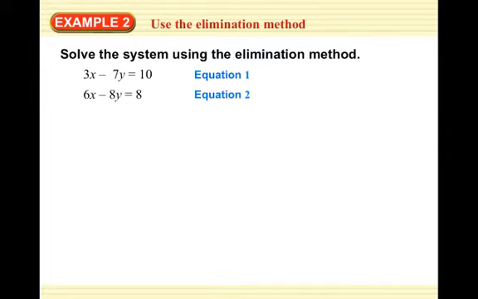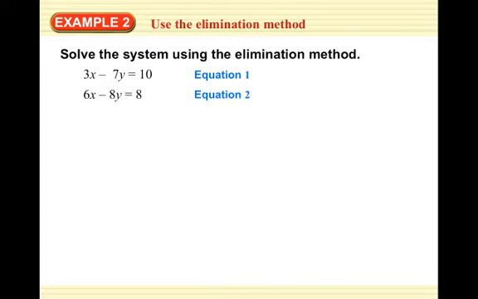Okay, so looking at this, I want opposites. The easiest way to get opposites in front of one of the variables, because you're comparing 3 and 6, and then negative 7, negative 8. Well, with the 3 and the 6, if I just multiply the top equation by 2, I would get the same value. I would get 6. But if I multiply by negative 2, I'm going to get opposites. So I'm going to multiply everything in equation 1 by negative 2, all the way across.